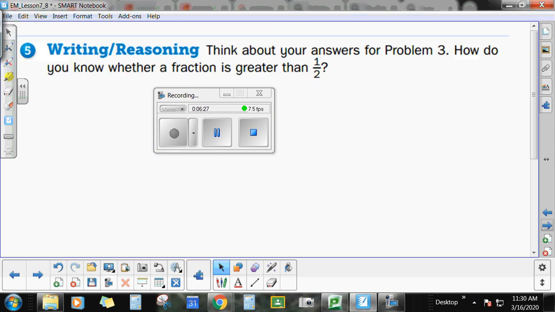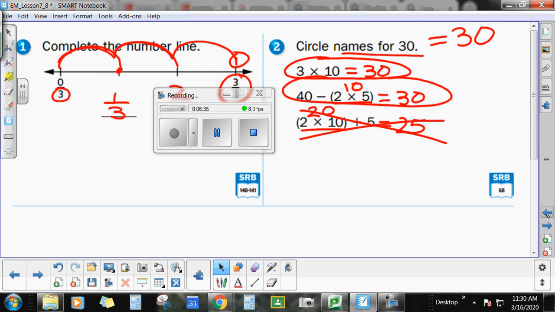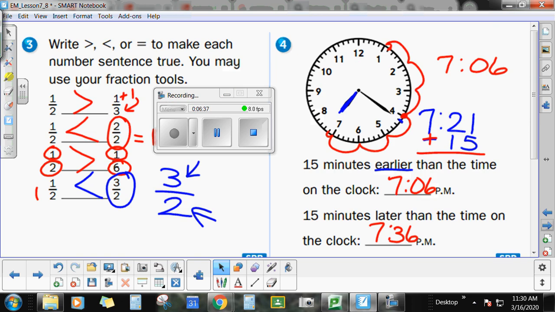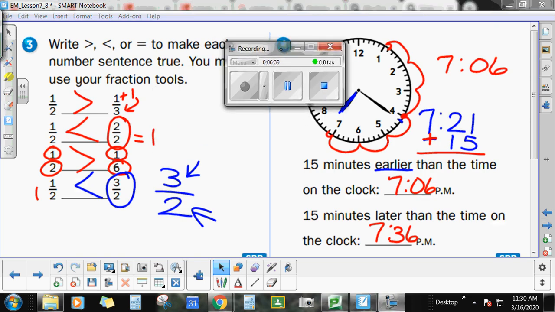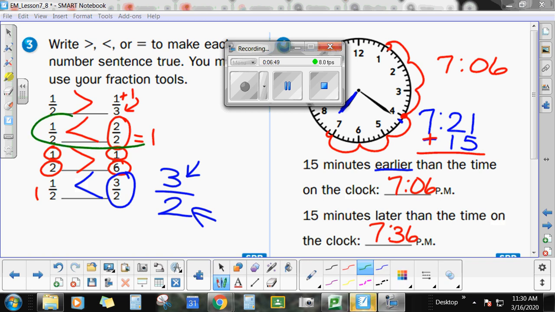All right, looking at number 5, think about your answer from problem 3, how you know whether a fraction is greater than 1/2. And guys, when I went over these, I talked our way through. So I want you to just pick one of those fractions and write a rule down below for how you knew that, like, let's say that you chose that 1/2 is less than 2/2. Just write a rule for how you figured that out.